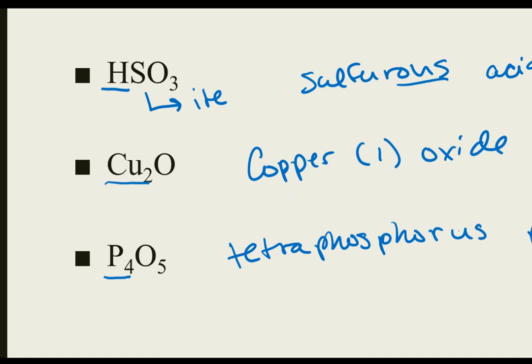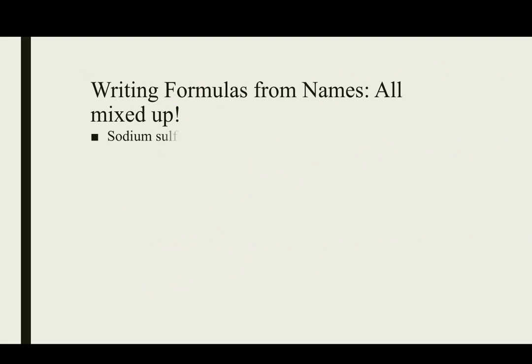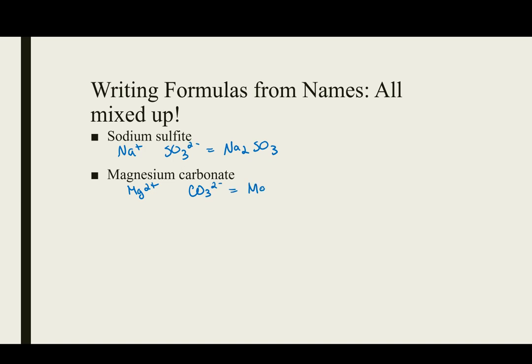When you are putting formulas together from names, 95% of the time you're going to be writing out the ions with their charges and balancing the charges. The only time you don't do that is if the name has prefixes. So sodium sulfite, sodium is a +1. Sulfite is a polyatomic ion with a -2 charge. So I need 2 sodiums to balance out the charge, so it's Na2SO3. Magnesium carbonate, magnesium is a +2. Carbonate is a -2, so they already cancel out, so I just need 1 of each, MgCO3.